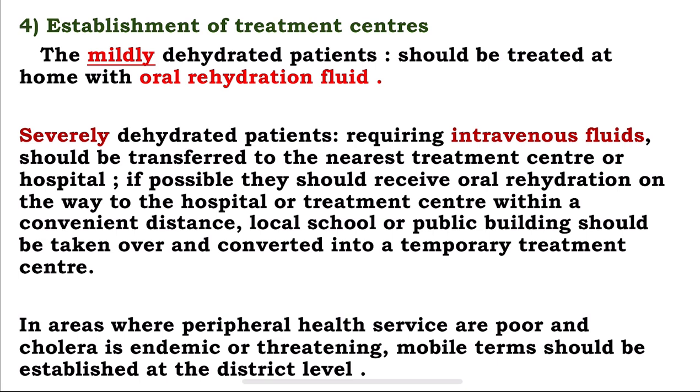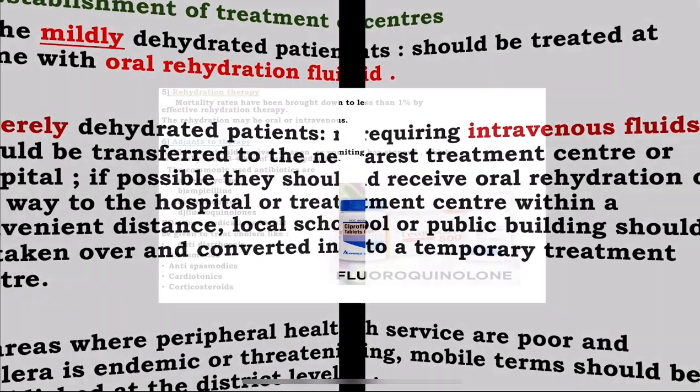The local school or a public building should be taken over and converted into a temporary treatment center. So if the hospital is at a far distance and a treatment center is not available, in cases of an epidemic we need to quickly convert a local school or public building into a temporary treatment center. In areas where the peripheral health services are very poor, and cholera is endemic or has turned out to be threatening, mobile teams should be established at the district level. Okay.